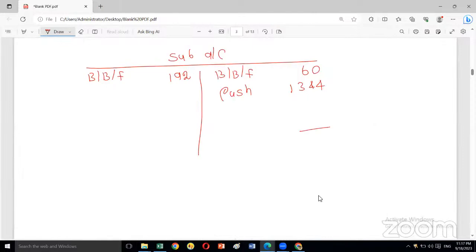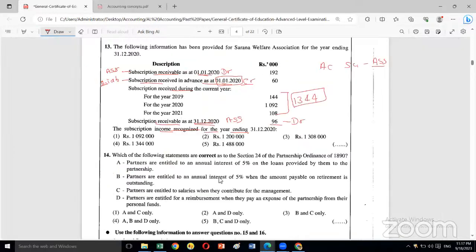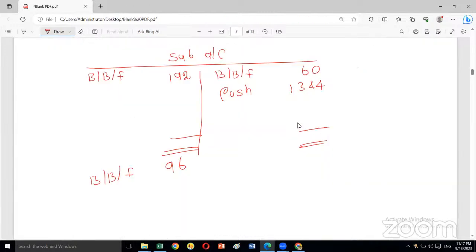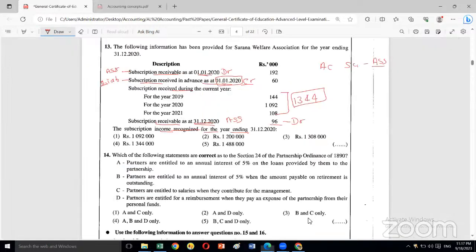96. So here I have to put a total line, and here I am going to record the closing balance, B, B, F. How much is the value? 96. Subscription receivable is an example for what? Assets. So assets closing balance also we should record it under which side? Debit side. If the BBF debit means BCF, we should record it under which side? Credit side, 96,000. Finished. Next.